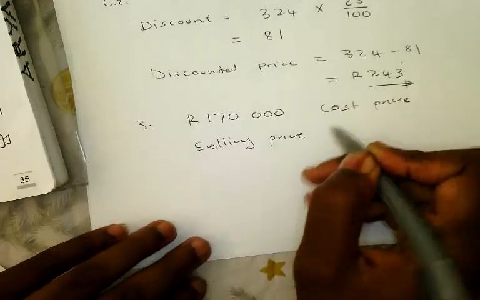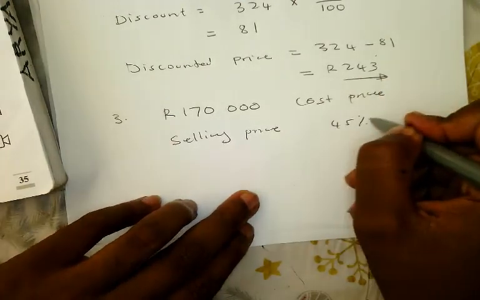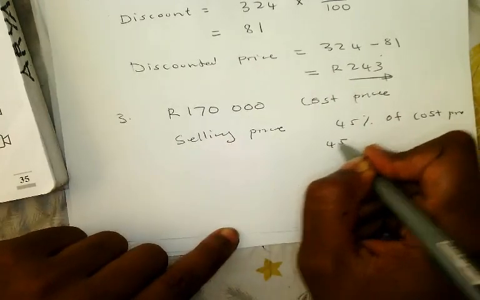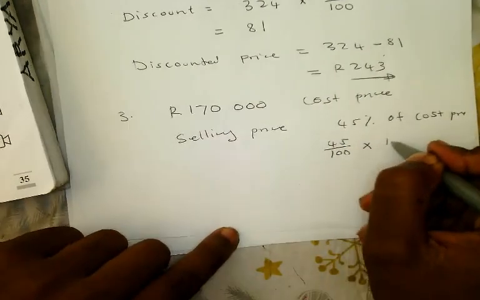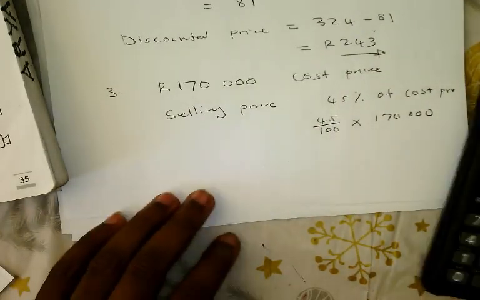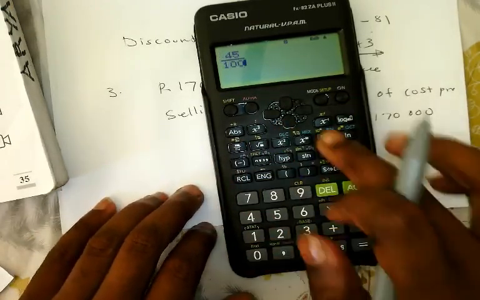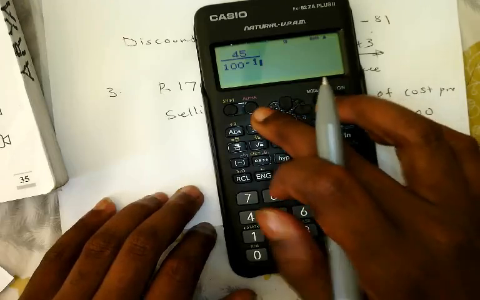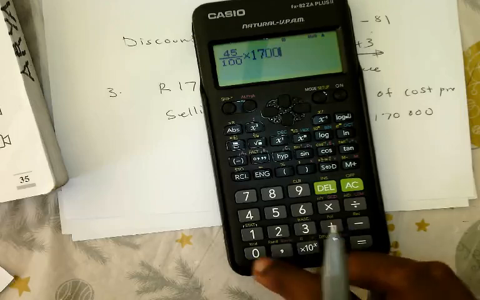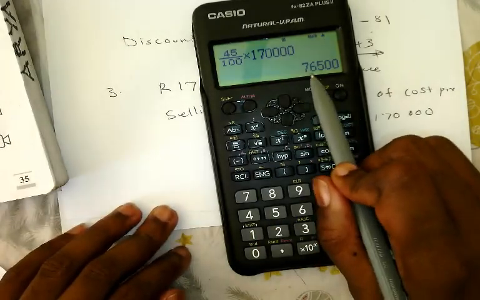So the markup price is 45% of the cost price. So 45 over 100 multiplied by 170,000. So use a calculator, guys. Make your life easy. Don't make unnecessary mistakes because you're trying to figure out the answer on your own. 76,500. So this is what I will add.